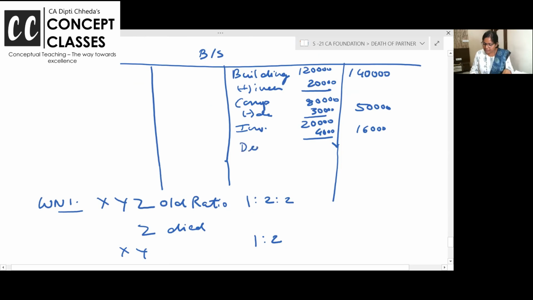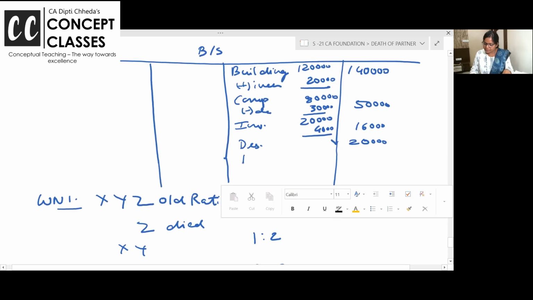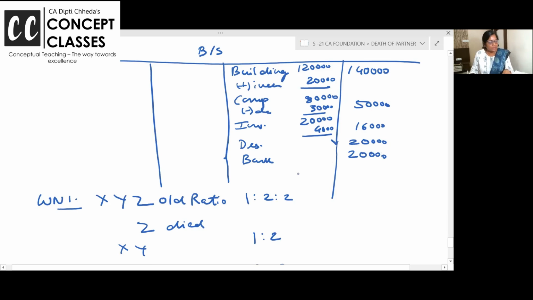Next is debtors. Receivables are considered good. Cash at bank, no change, 20,000. Investments. They are 10,000. Minus 4,000, bring 6,000.